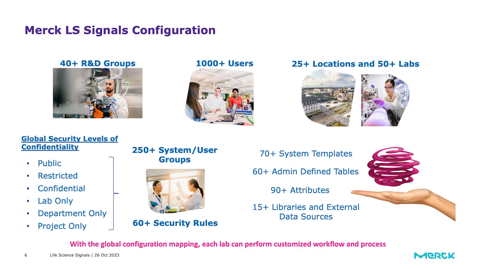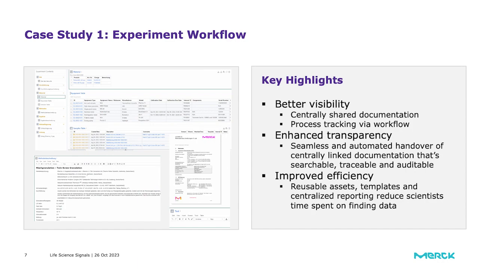So in summary, in Sigma, the group association, along with global security configuration, is used to implement the mapping of the right R&D group to the specific level of the data in the experiment. With this global configuration mapping, each lab can perform customized workflow and process based on the specific template. Next, I'm going to talk about the 3 case studies.